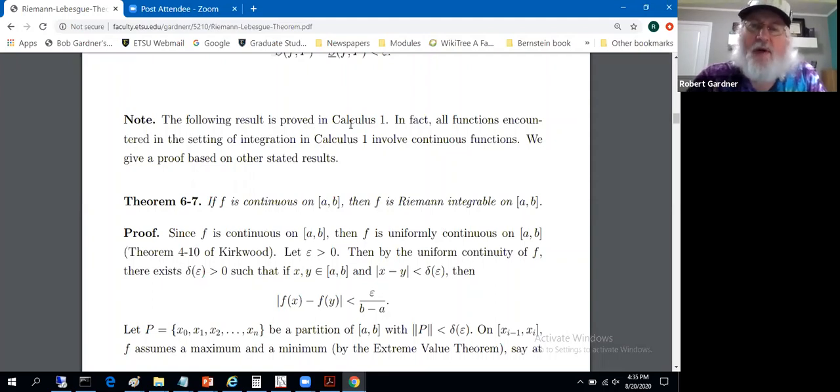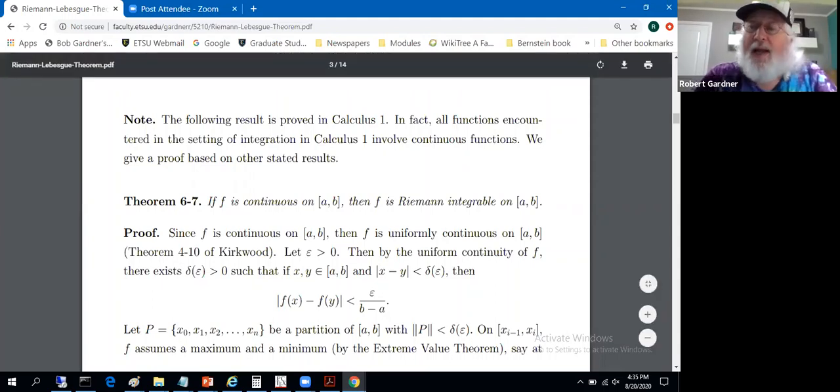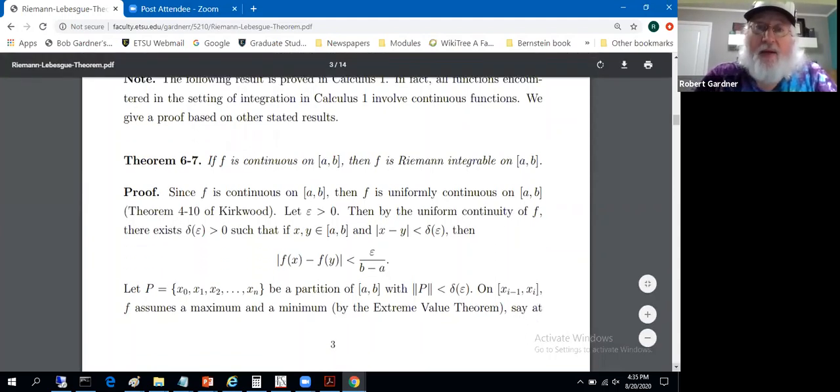So the following result is shown in calculus 1. In fact, all functions encountered in this setting of integration in calculus 1 involve continuous functions. So you don't even deal with discontinuous functions in calculus 1. You do in calculus 2, though. You do in some of the generalizations. And they're all based on bounded functions on compact intervals.